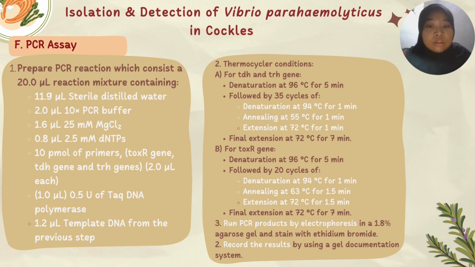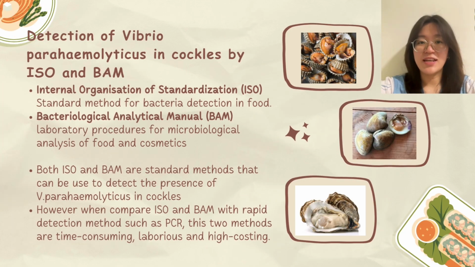And lastly, we run the PCR products by electrophoresis in 1.8% agarose gels and stain with ethidium bromide. Then, we will record the results by using a gel documentation system. So, the purpose of the gel electrophoresis is to confirm the presence of the amplified target DNA, such as the ToxR, TDH, and TRH genes, based on the size of the PCR products, which is also essential for validating PCR results and ensuring accurate identification.